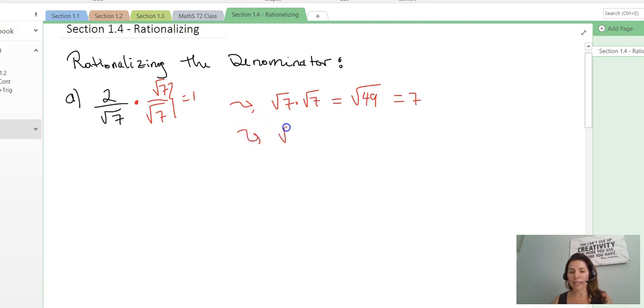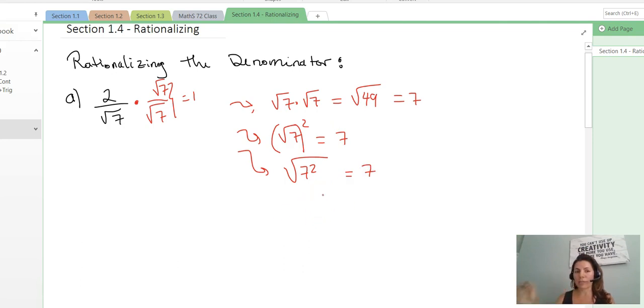Some of you may think of this as the square root of 7 squared, which is 7. There are different ways, using the properties of radicals, that this works. Either way, when you multiply the radical by itself, you get 7 when it's a square root. If it's a cube root, you will have to do it 3 times. So in this case, we're going to have on the top 2 times the square root of 7, over 7. And now the denominator is rationalized. This is now a rational number.